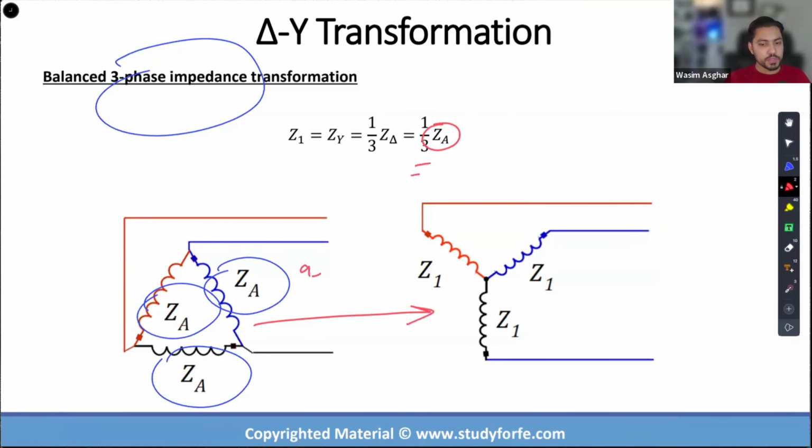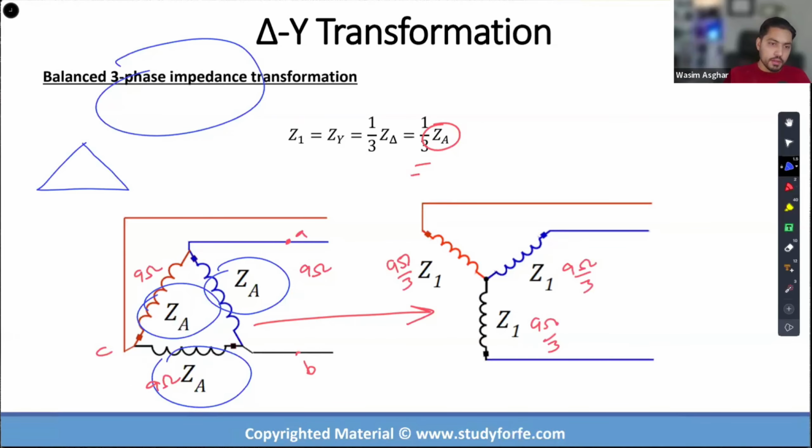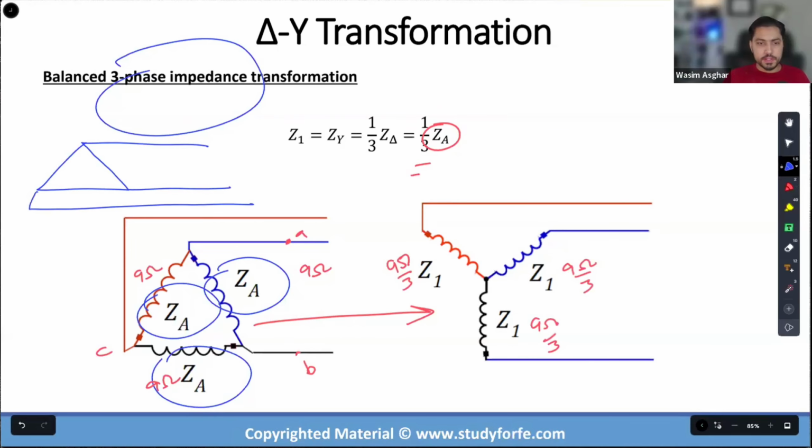So let's say I had 9 ohms connected over here, 9 ohms over here, and 9 ohms over here. And these terminals, we're going to call them A, B, and C. The equivalent Y configuration would be 9 ohms divided by 3, 9 ohms divided by 3, 9 ohms divided by 3. If I were to connect a delta load with impedances, to convert this into a Y configuration, all I have to do is take this impedance, divide by 3, take this impedance, divide by 3, take this impedance, divide by 3.